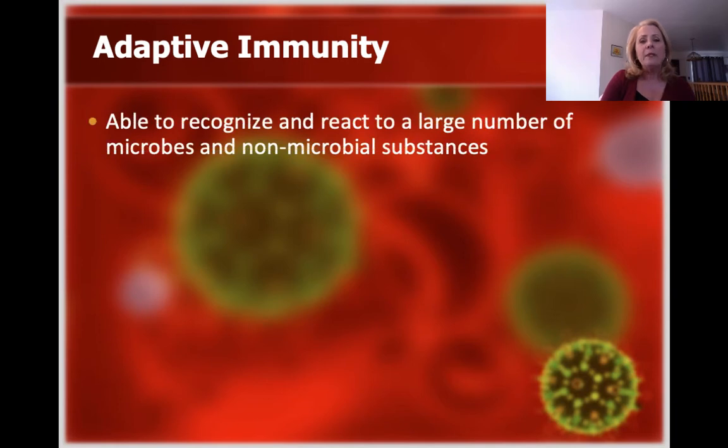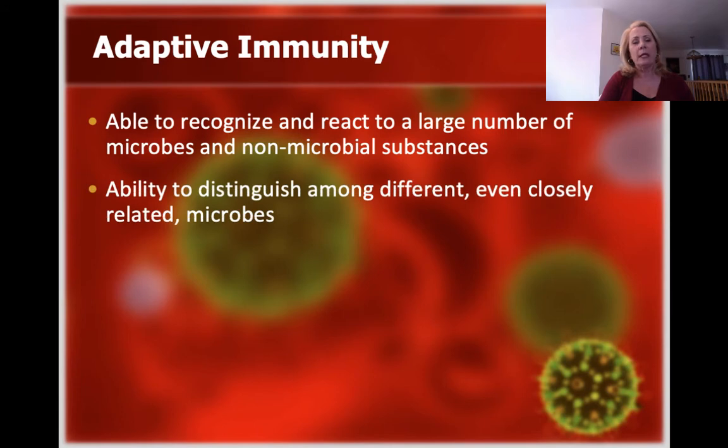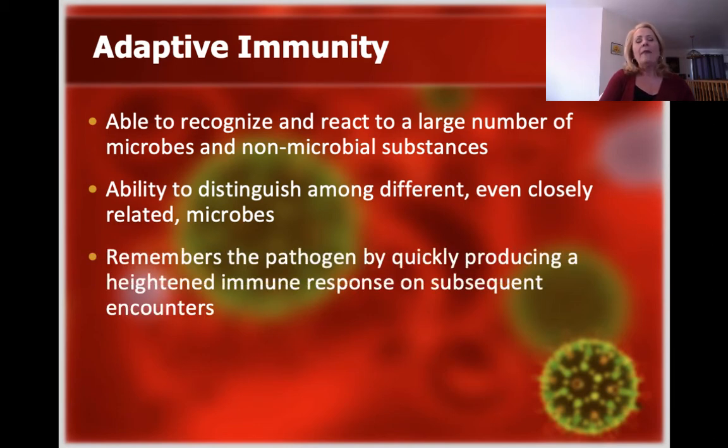Now, adaptive immunity is when we're able to recognize and react to a large number of microbes, and then, of course, any kind of non-microbial substances as well, like toxins, that kind of thing. And then to distinguish among different types of microbes. And then the other really big thing is it can then remember that pathogen, and once it sees that pathogen, it can very quickly get rid of that pathogen.